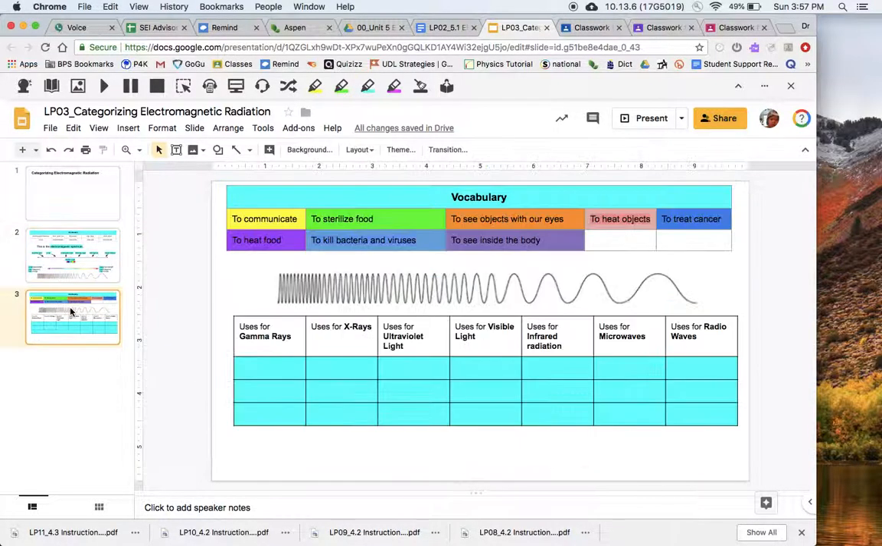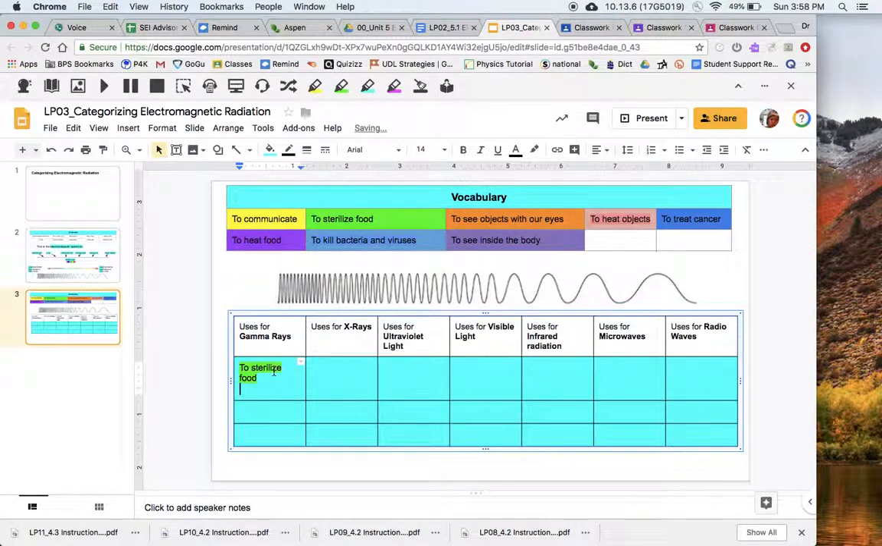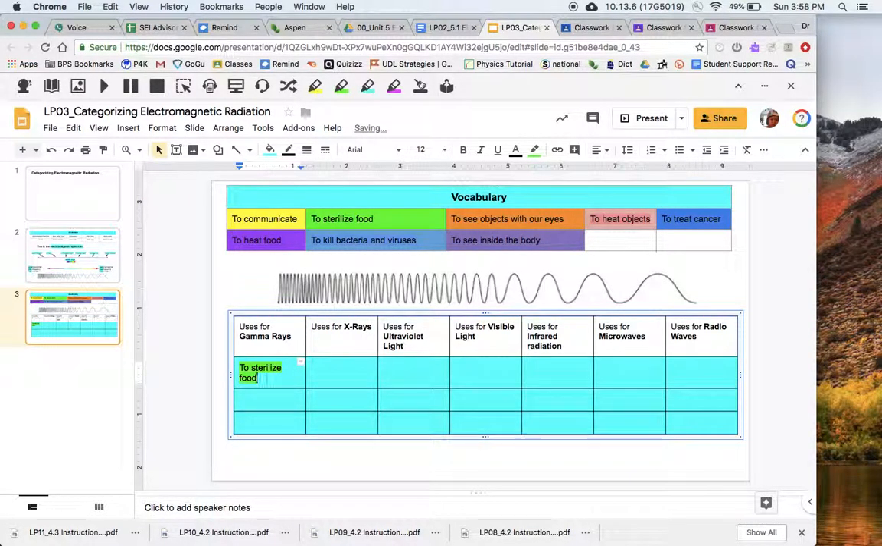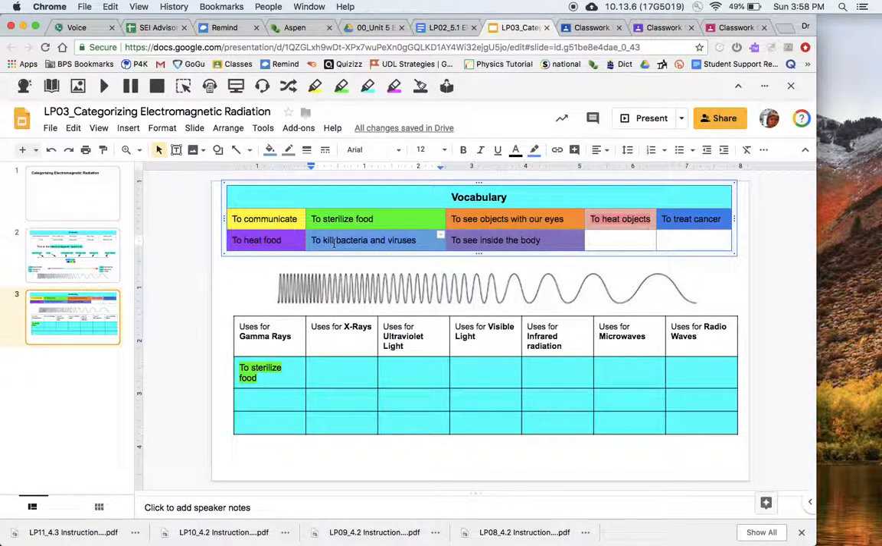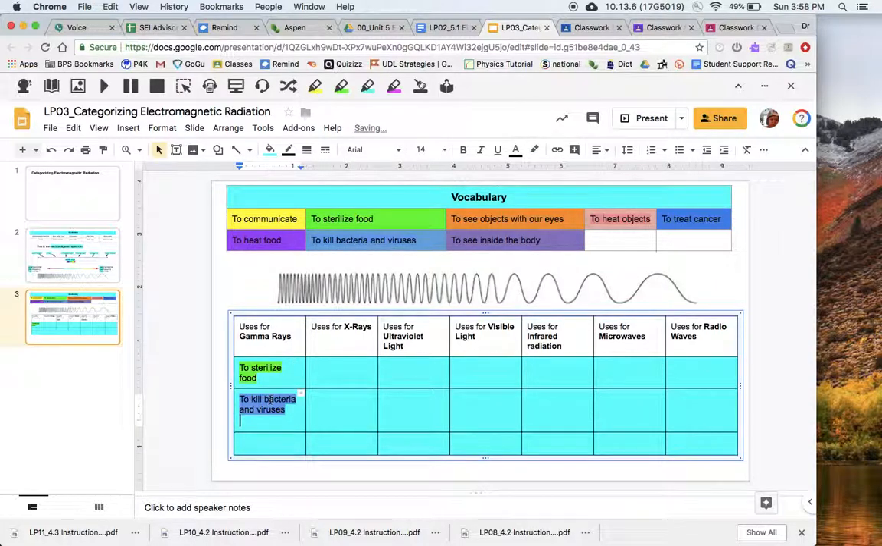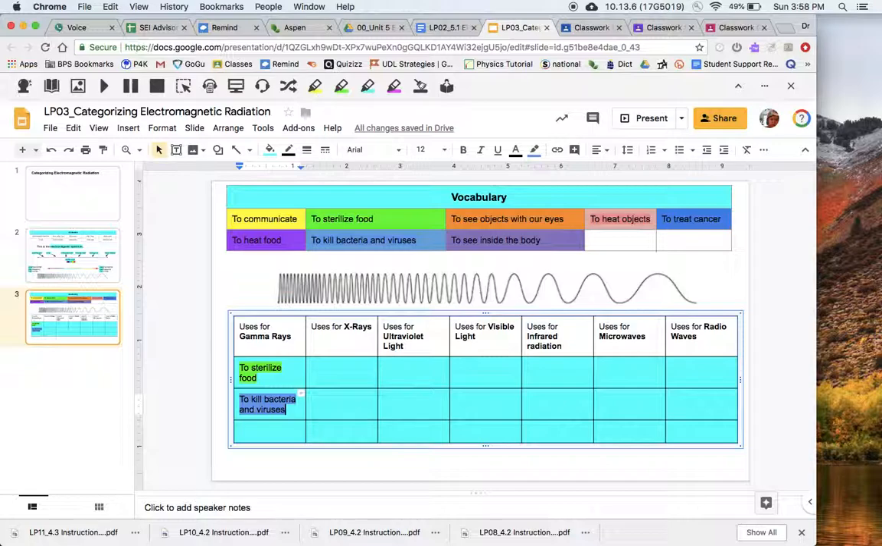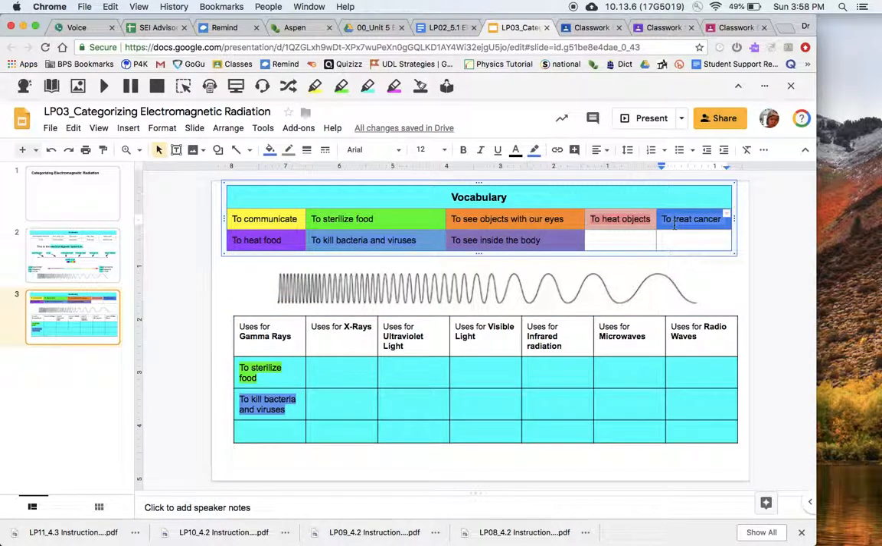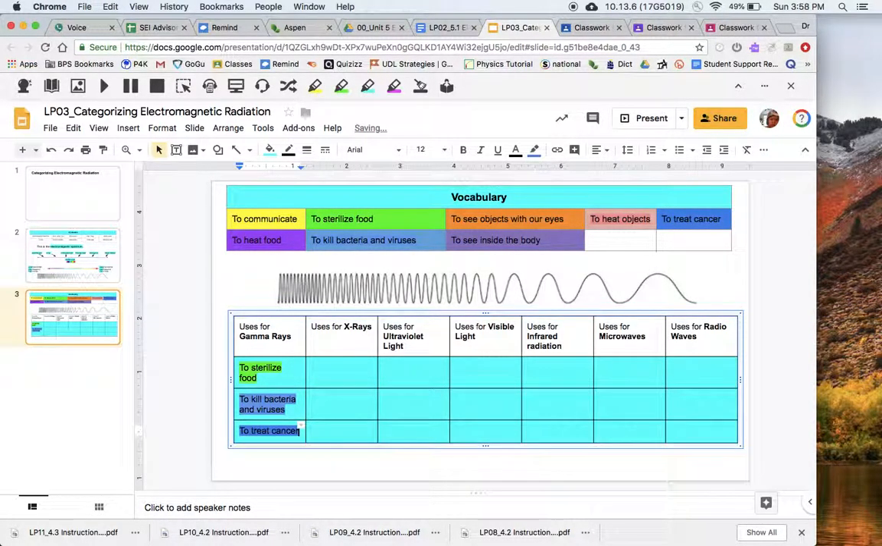And now let's go to the next page here, and let's look at gamma rays. And gamma rays are very, very high energy. And we use that energy for many different purposes. One of the purposes that we use that energy for is to sterilize food, to keep food clean and safe for us to eat. We also use that to kill bacteria. And we use that to kill the bacteria in food, but also to kill the bacteria on objects that we might need to use. And gamma rays are also used to treat cancer. So if you have cancer, or if you know somebody who's had cancer, they might have actually had gamma rays used on them to treat the cancer.